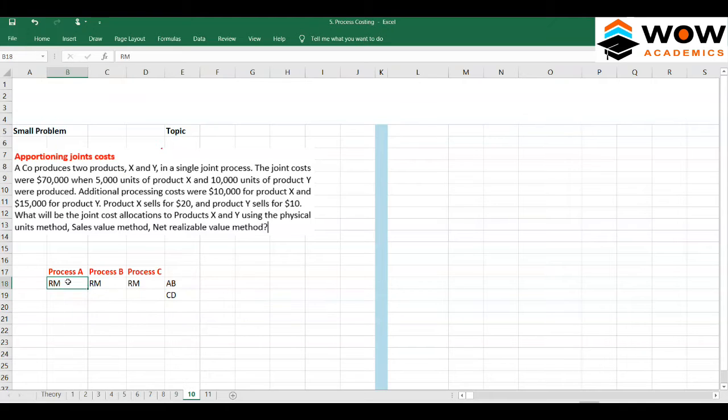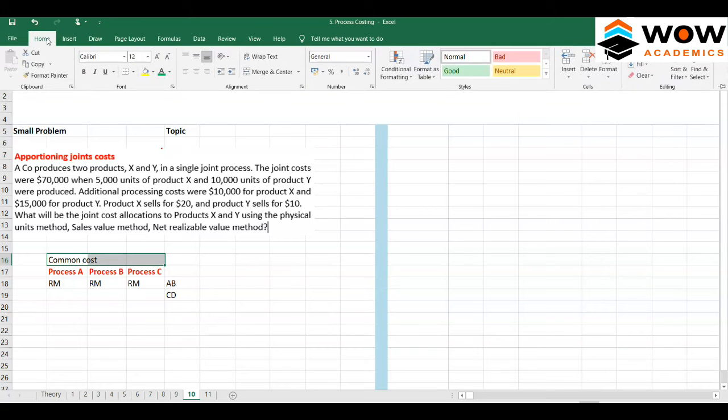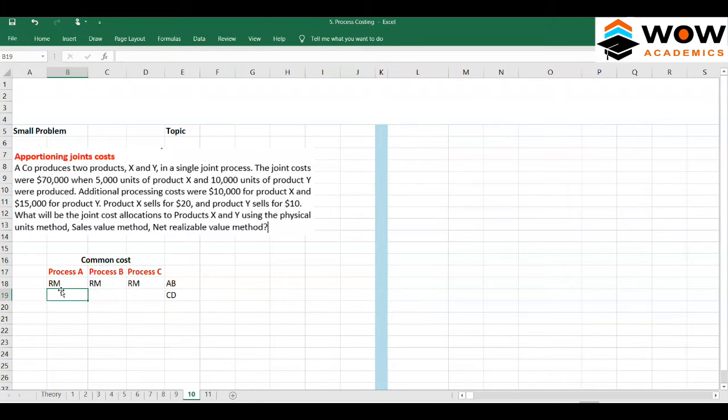So all these processes from A, B, C are called common process, or common cost. Why do we call it common cost? Because this is common among these two products. So it is common among all these products. For example, if it takes 100 rupees here to process, here another 100, here another 100, our common cost would be a total of 300.